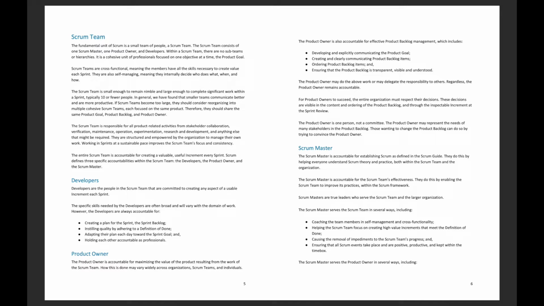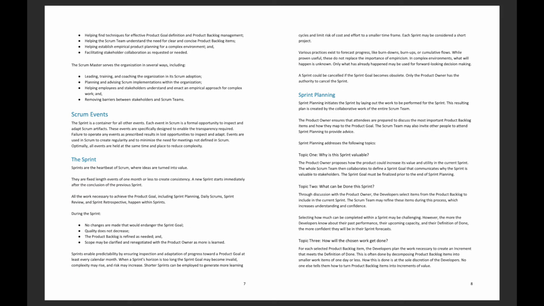The Scrum Master serves the product owner in several ways, including: number one, helping find techniques for effective product goal definition and product backlog management. Number two, helping the Scrum team understand the need for clear and concise product backlog items. Number three, helping establish empirical product planning for a complex environment. And number four, facilitating stakeholders' collaboration as requested or needed.